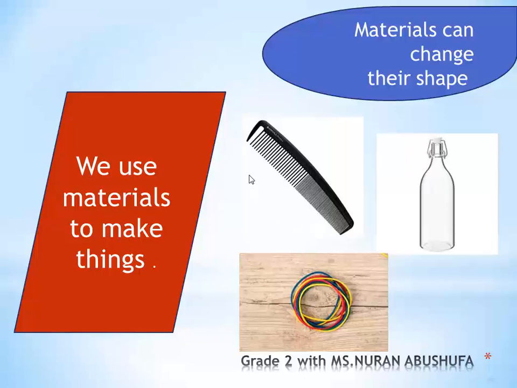So, as you see here, I've got three pictures. We've got a comb, a glass bottle, and elastic bands. What is the comb made of? The comb is made from plastic, and the glass bottle is from sand, and the elastic bands are made from rubber.